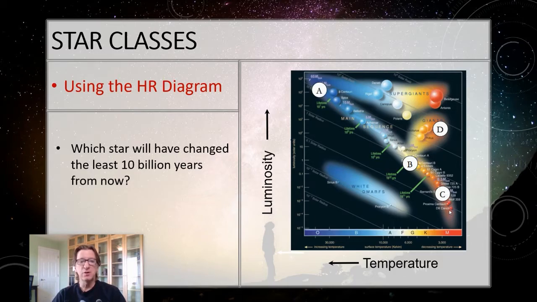These cooler, lower luminosity stars are going to live a whole lot longer. So 10 billion years, that's nothing out of 1 trillion years. So this star isn't going to have changed at all, star C.